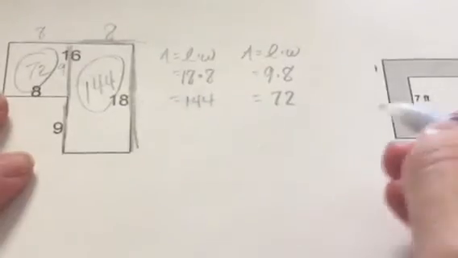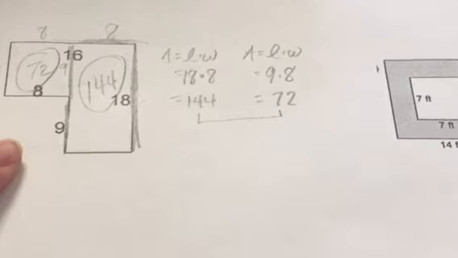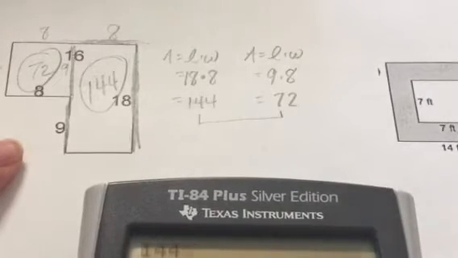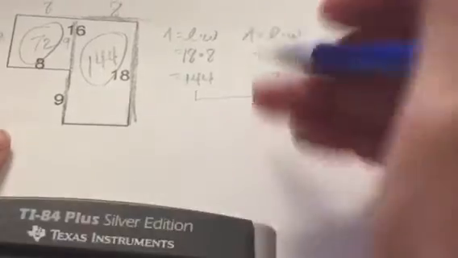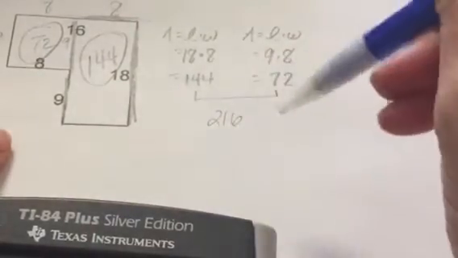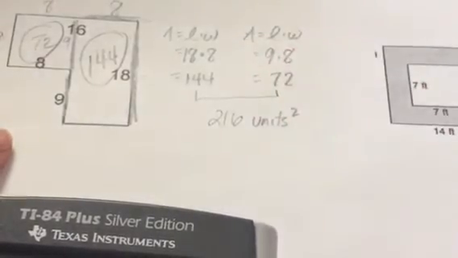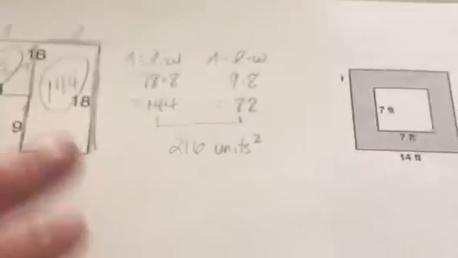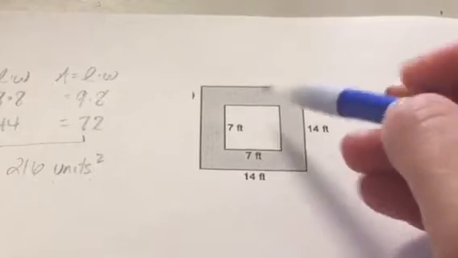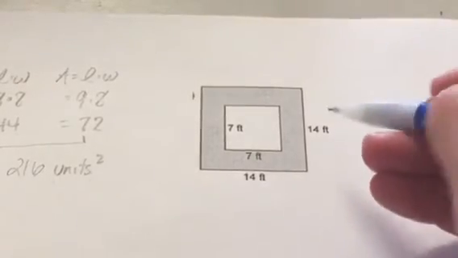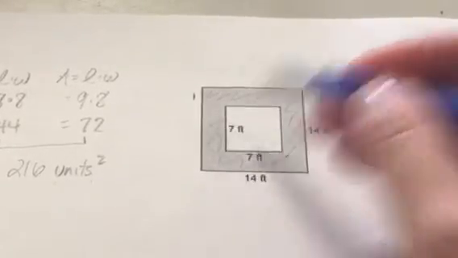So to find the area of the total shape, we would have to add those two areas together. So we would do 144 plus 72, which would be 216. Now they didn't give us any specific labels, so I'm just going to say units squared. All right, take a look at the next shape. We've got two squares, a bigger square and a smaller square on the inside. Now, I'm going to guess they want us to find the area of the shaded square.